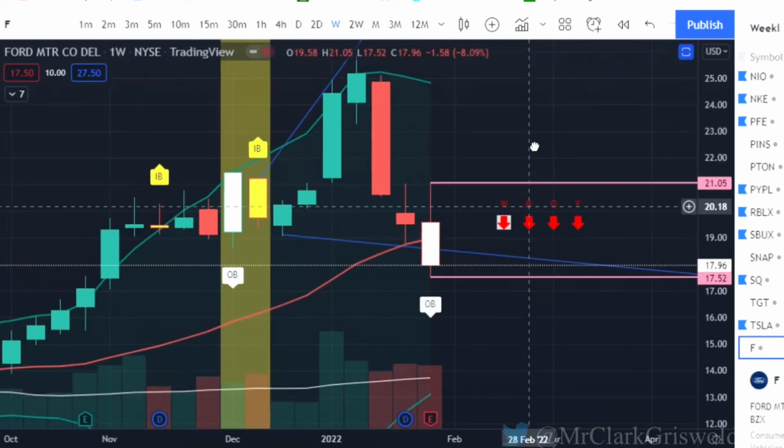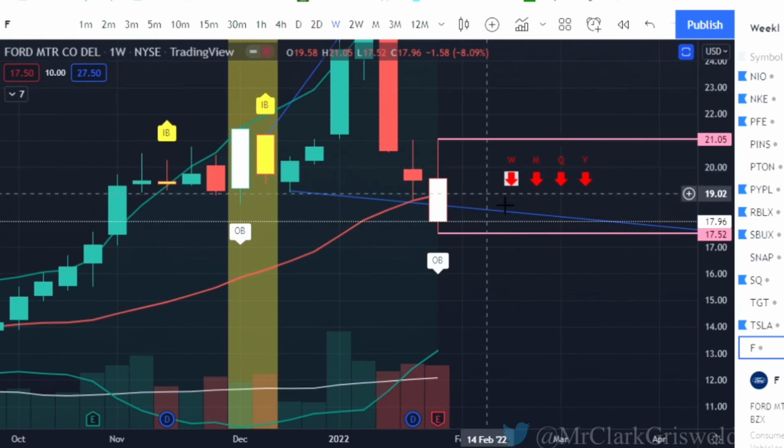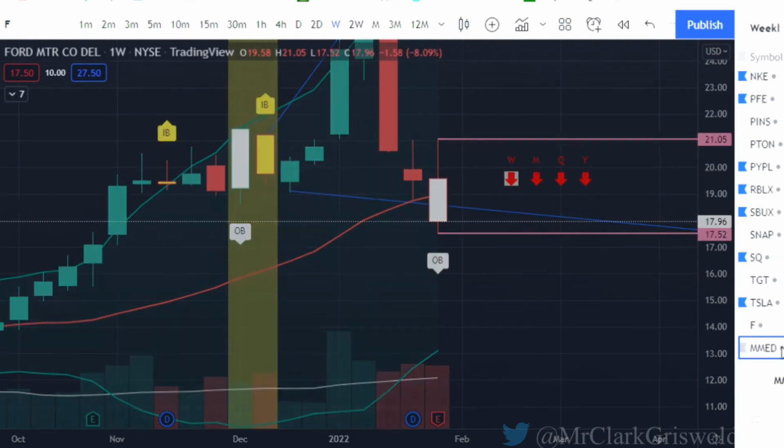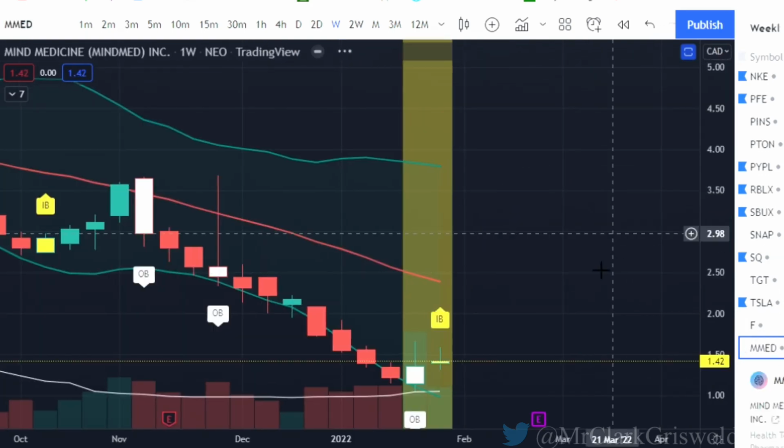Ford is just an F. We have time frame to the downside, again outside of the week, outside bar, calls at 21.05, puts at $17.52.